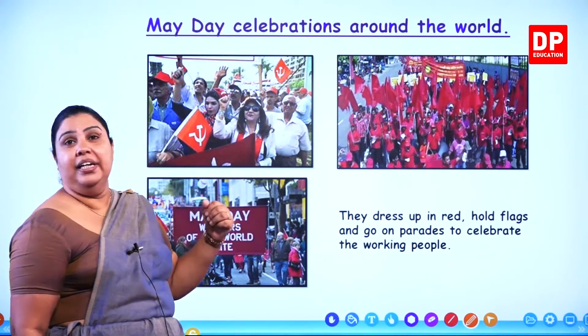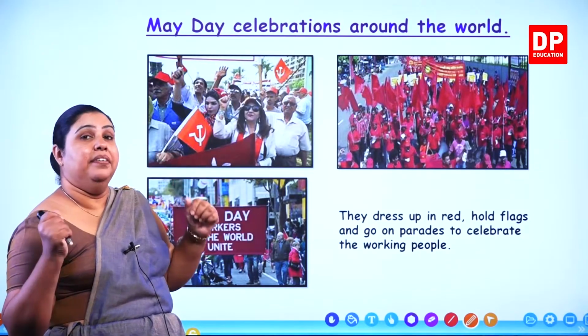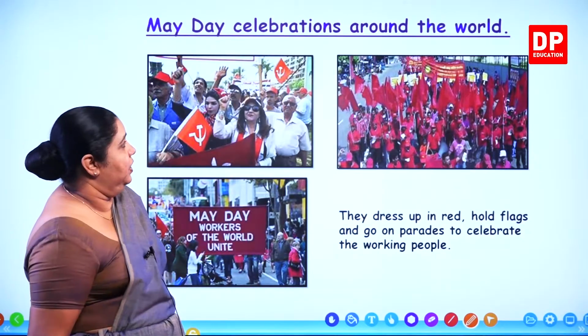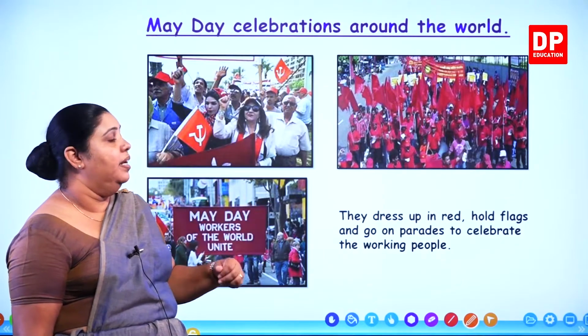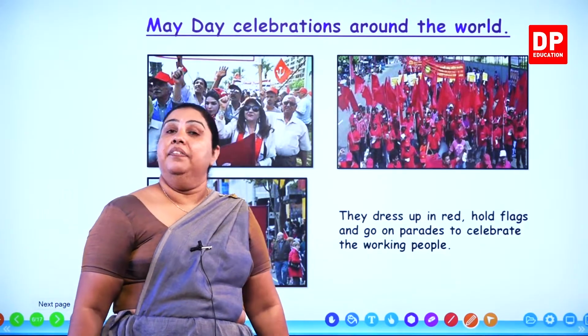In this country they have the red color flags, but they have not worn any red color clothing. They symbolize that red color by carrying a flag and going in procession. So this is how they dress up in red, hold flags and go on parades to celebrate the working people.